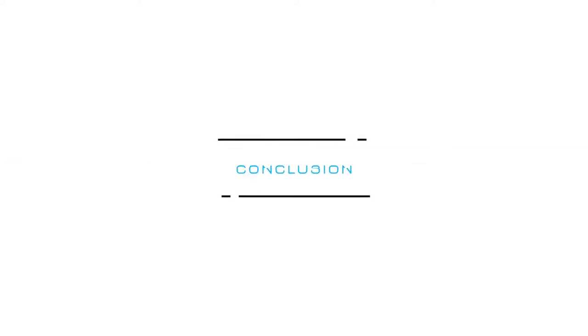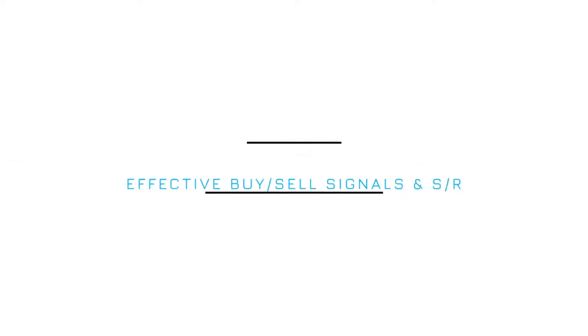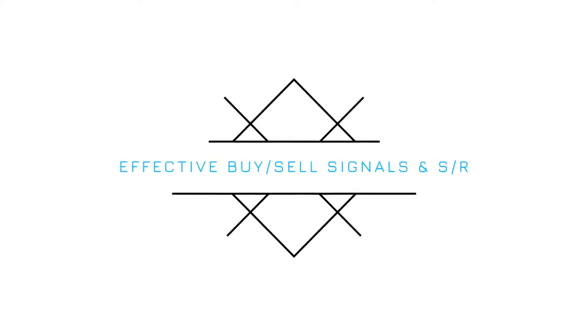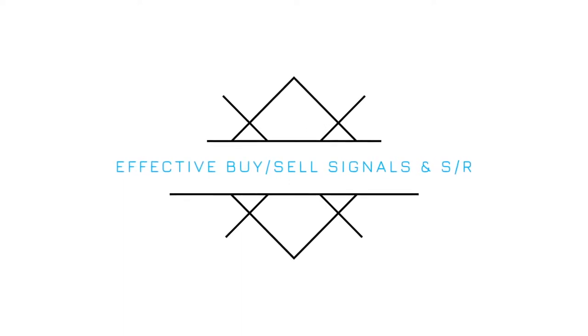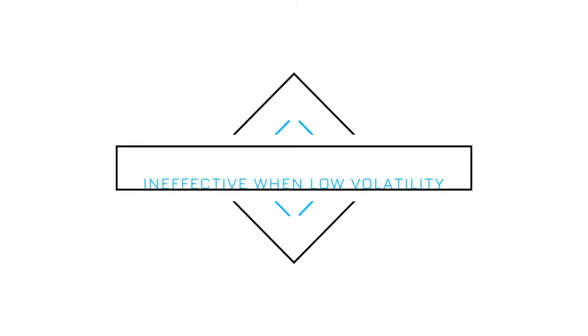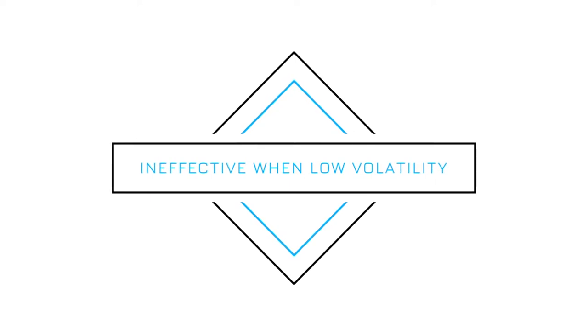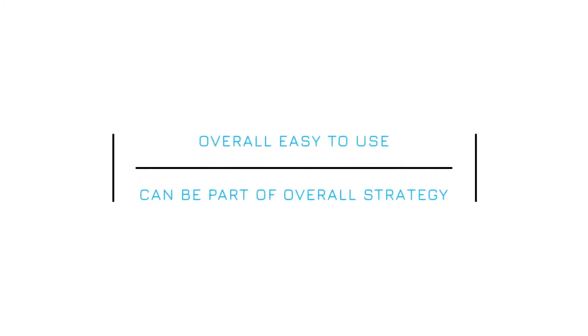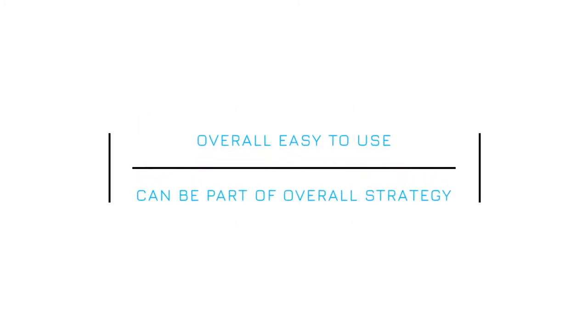The EMA ribbon indicator conclusion. The EMA ribbon indicator is highly effective at providing buy and sell signals in volatile markets, alongside providing support and resistance. However, during periods of sideways trading, the indicator is ineffective and provides inaccurate signals. On the whole, the indicator is easy to follow and can be an effective part of an overall strategy.